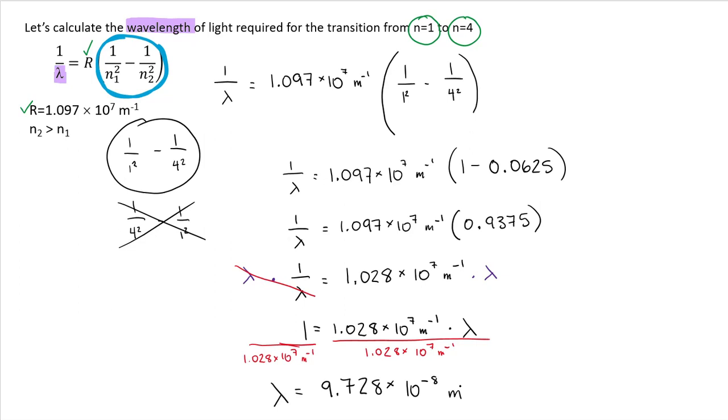So 1 minus 1/16, 0.9375 times the Rydberg constant. And then to the negative 1, 9.728 times 10 to the minus 8th meters. That is the wavelength of light that is required. So in order to get that electron to go from n equals 1 to n equals 4, we need light that has a wavelength of 9.728 times 10 to the minus 7th meters. That is equal to 97 nanometers.